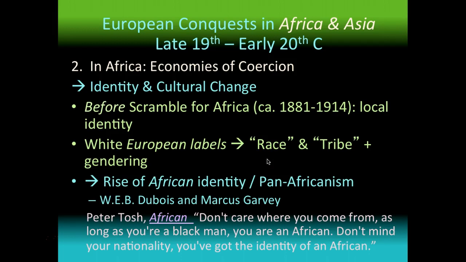And we're going to take a very quick look. We'll end on Peter Tosh's song, African, and some of the really important lyrics. Don't care where you come from, as long as you're a black man, you're an African. Don't mind your nationality, you've got the identity of an African. And this, again, did not come from history. Until very recently, until the economies of empire that arose in the late 1800s and early 1900s, people didn't consider themselves African, but thanks to European colonialism and racism, the idea of being an African arose.